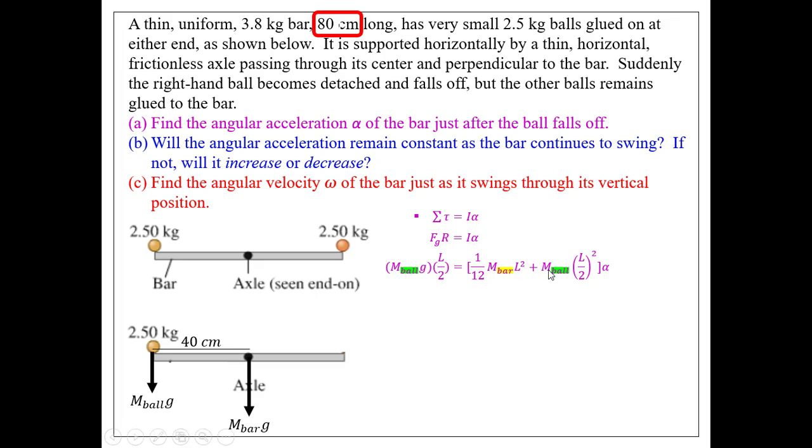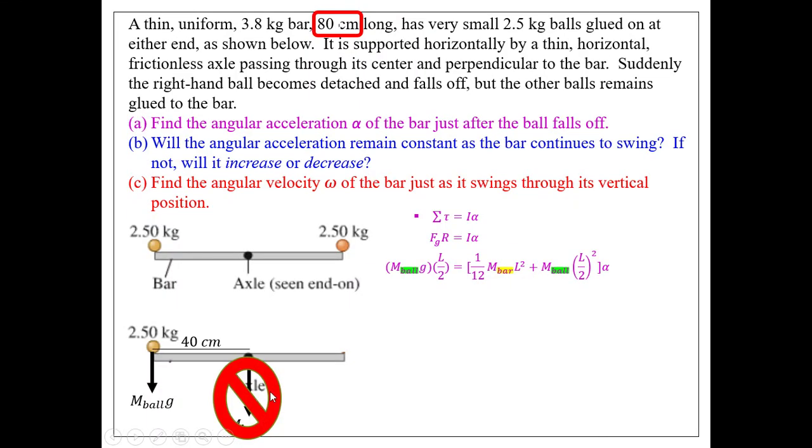And on the right side, I have m ball times r squared generically. But what is my r? My r is just going to be half of the length of the rod, which is L divided by 2, and I'm going to square that. But once again, you already know this value. L over 2 is just 0.4 meters. The only thing I don't know here is alpha. So I'm just going to go ahead and plug all my values in.